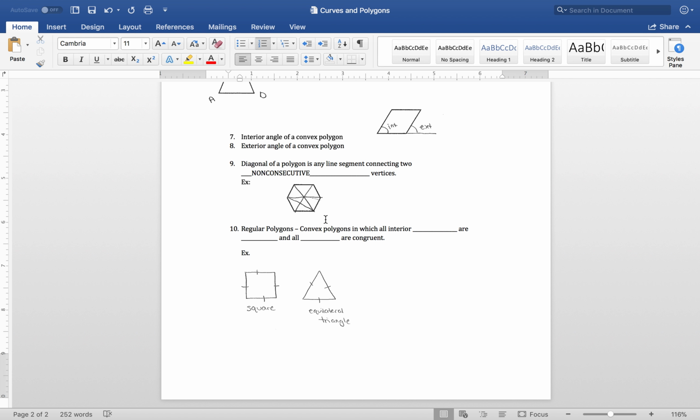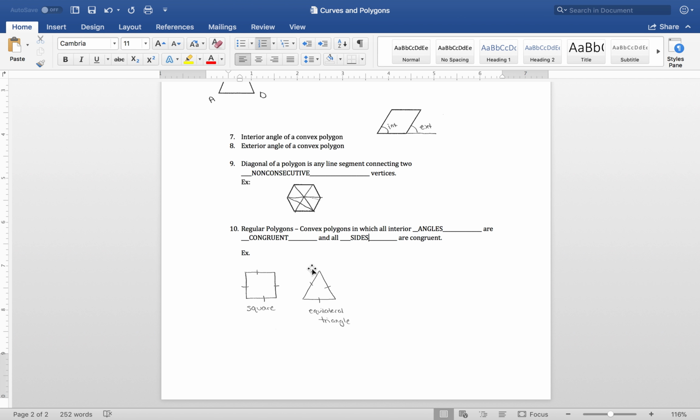And last, we have regular polygons. These are convex polygons, so no concave guys. And what makes them special is all the interior angles are congruent, and all the sides are also congruent. So if you think about a square, all my sides are the same length, and that's what these little dashes mean. It just means I'm congruent. And all my angles are 90 degrees.